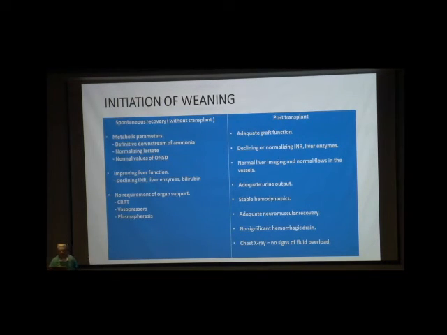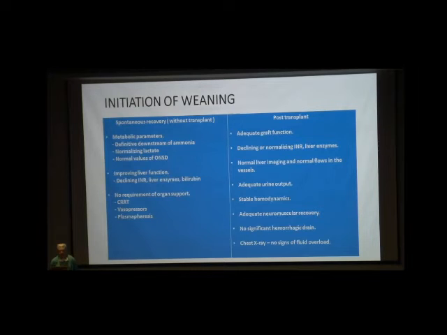Initiation of weaning. We encounter two kinds of patients: the patients who have spontaneously recovered without transplant, and the patients who have undergone transplant and need to be weaned post surgery. So in patients who have spontaneously recovered, the metabolic parameters need to be assessed. There should be a definitive downtrend of ammonia. There should be normalizing lactate. There should be normal values of ONSD. There should be improving liver function in the form of declining INR, liver enzymes, and bilirubin. And there should be no requirement of organ support in the form of CRRT, vasopressors, or plasmapheresis.